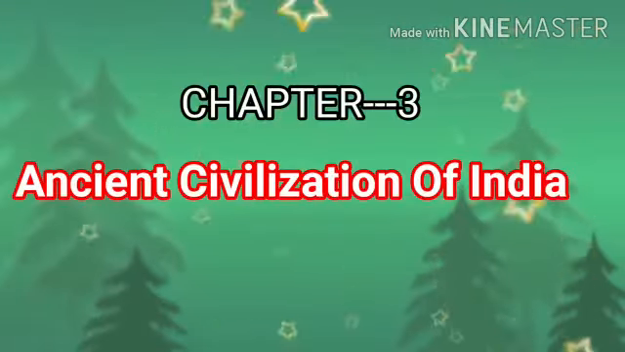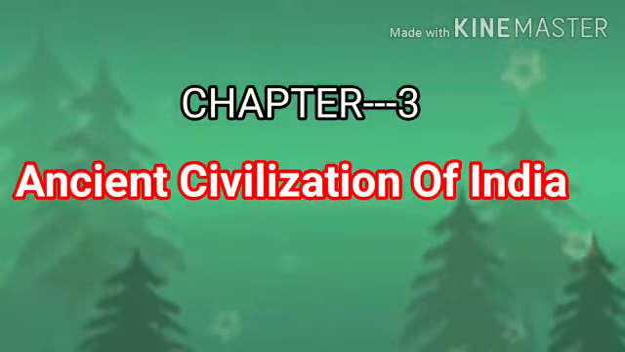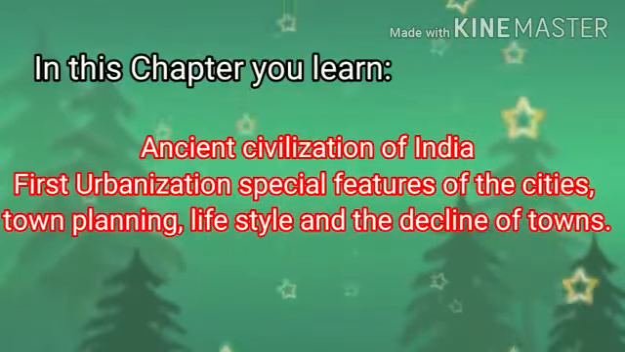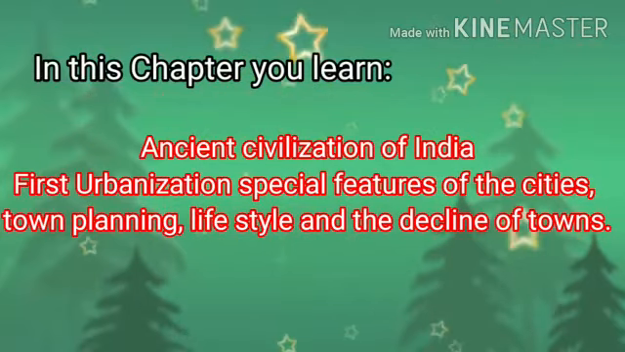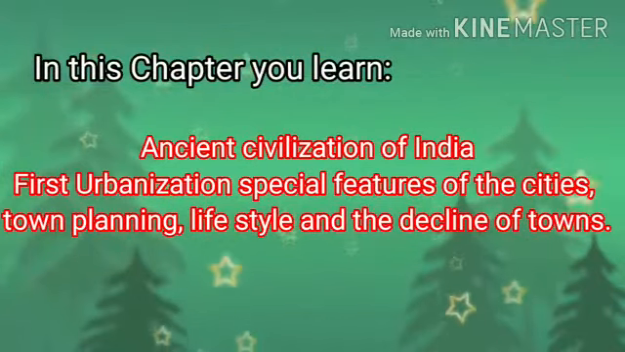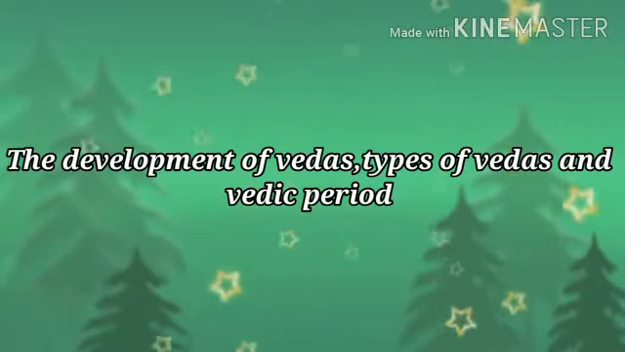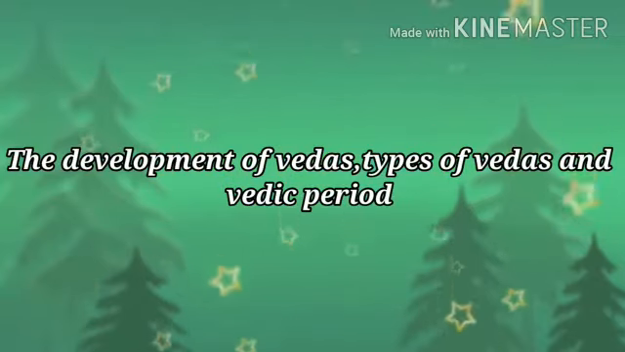Today we are going to learn history 3rd chapter, Ancient Civilization of India. In this chapter you learn Ancient Civilization of India, first urbanization, special features of the cities, lifestyle and the decline of towns, and the development of Vedas, types of Vedas and Vedic period.